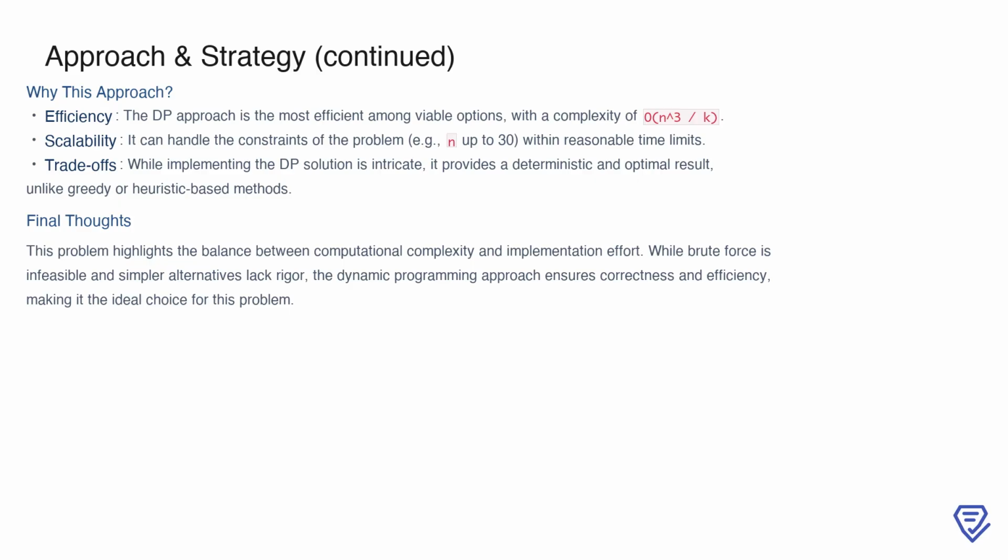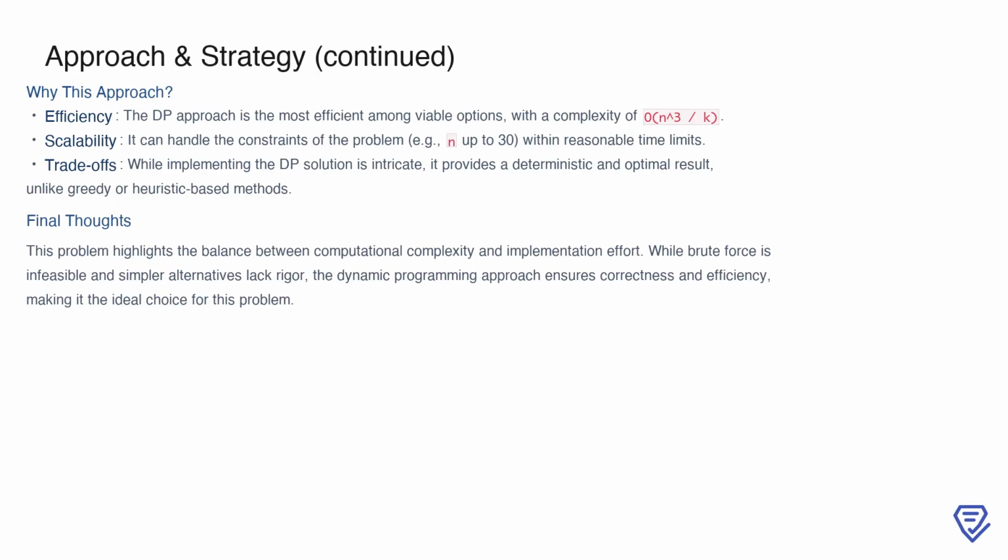With a complexity of O(n^3 / k), it is capable of handling the constraints, such as n being up to 30, within reasonable time limits. Unlike brute force or simpler heuristic-based methods, this approach guarantees a deterministic and optimal result. Of course, there are trade-offs. Implementing the DP solution requires meticulous attention to detail because of its intricate structure, but the payoff is significant in terms of correctness and efficiency.